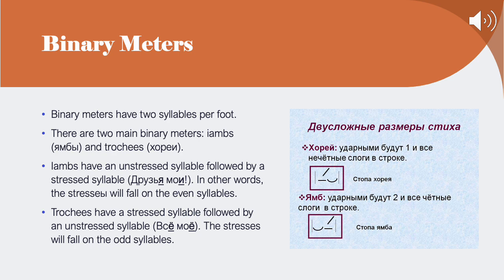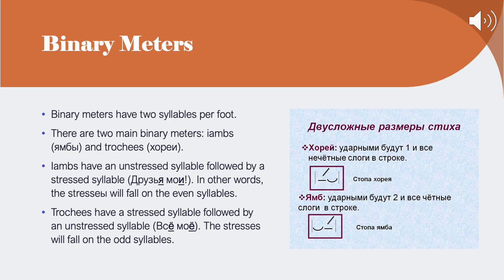And iambs, again, are what we're most used to in English, and they are also the most popular meter in Russian. And they have an unstressed syllable followed by a stressed syllable. So, for example, the line "Друзья мои" is in iambic. We have unstressed syllable, stressed syllable, unstressed syllable, stressed syllable. In other words, the stresses will fall on the even syllables. With iambs, the stresses have to fall on the even syllables.